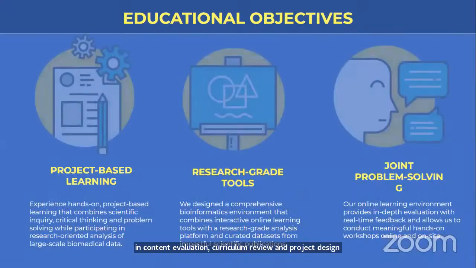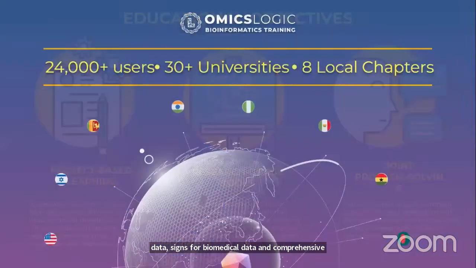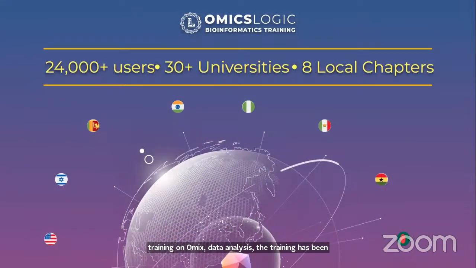The training follows a project based learning approach using research grade tools to analyze data from top peer reviewed journals. Omics Logic training has been completed by students, researchers, and faculty in 6 different specialization tracks, which include oncology, infectious diseases, precision medicine, neuroscience, data science for biomedical data, and comprehensive training on omics data analysis. The training has been completed by over 24,000 participants from 187 countries and over 300 workshops.